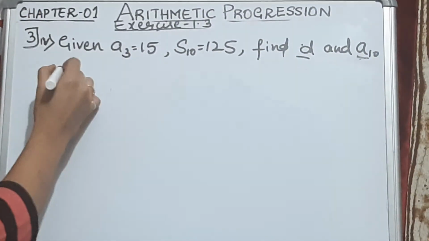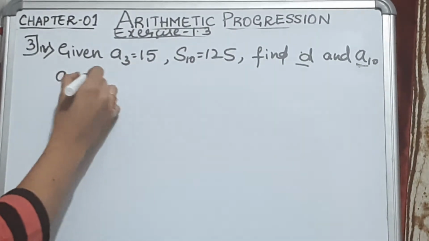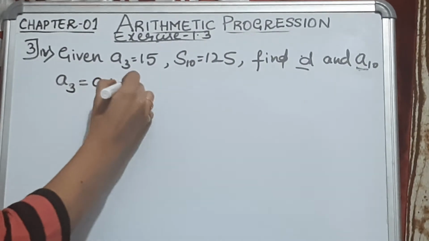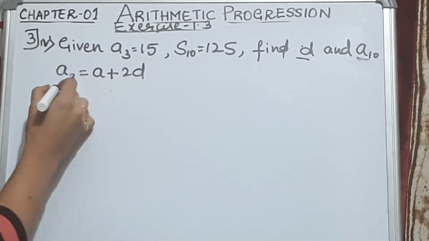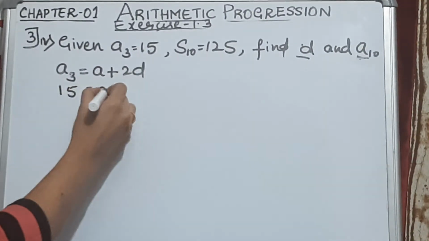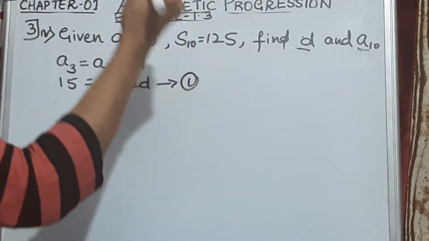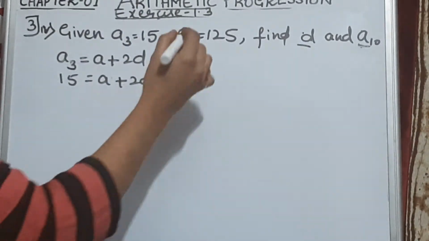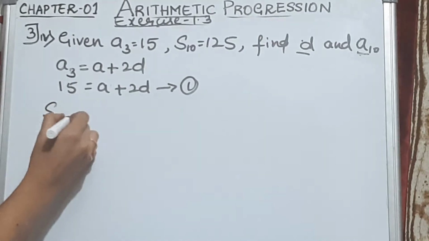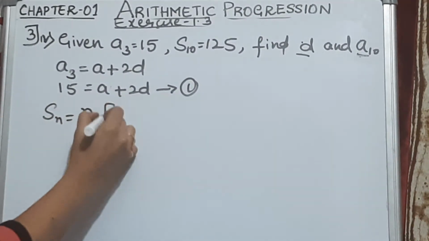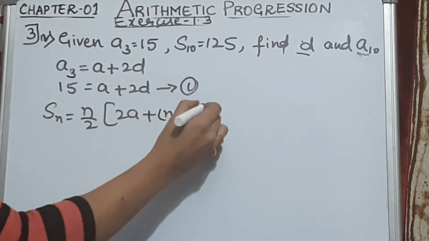Now first, A3 is 15. How will you write the third term? A plus 2D, directly. Now A plus 2D means 15 is equal to A plus 2D. Assume this is equation 1. Now Sn is equal to n by 2 into (2A plus (n minus 1) into D).